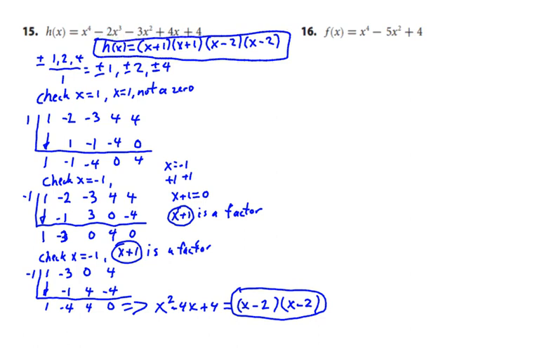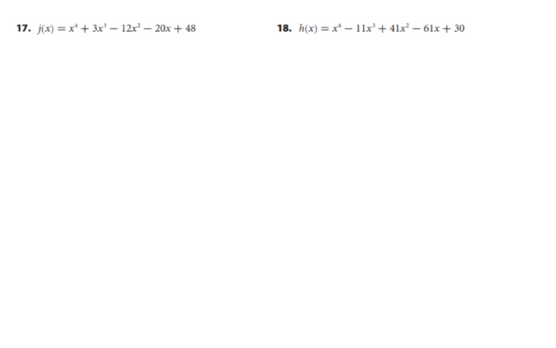Okay, next, let's go to the next problem, 17. J of x equals x to the fourth power plus 3x cubed minus 12x squared minus 20x plus 48. Our potential rational zeros are going to be plus or minus 48 over 1.